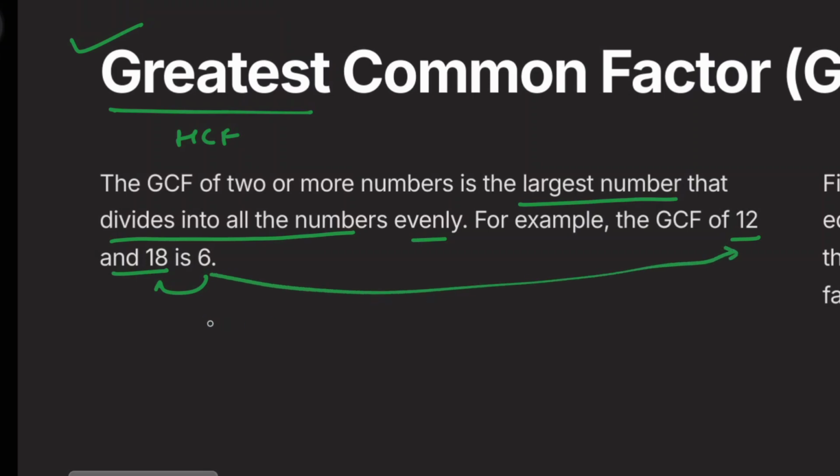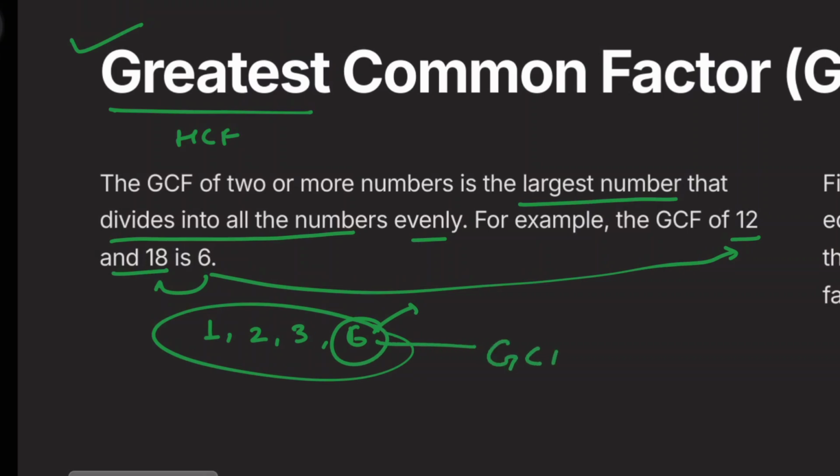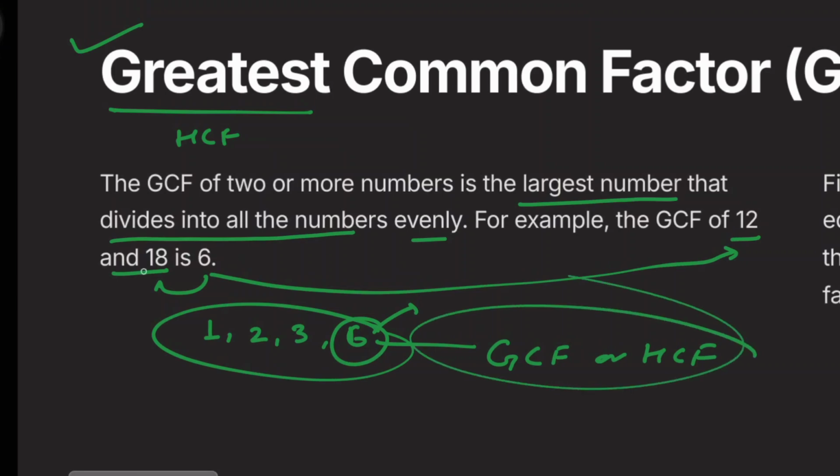As you can see here, 6 divides 18 and 6 also divides 12. But we also know that 1 can divide 12 and 18, 2 can divide 12 and 18, 3 can also divide 12 and 18, 4 cannot, and 6 can divide 12 and 18. But among all these, 6 is the highest, the greatest among all. So that's why we call 6 the GCF or HCF. Understand everyone? Okay.